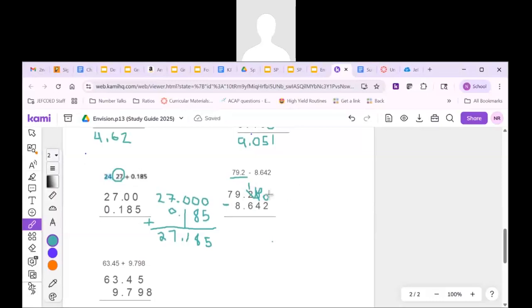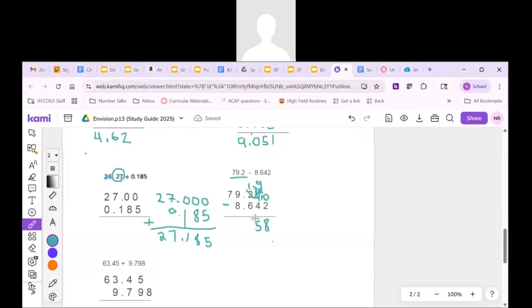But look, I still can't subtract 0 minus 2. So that means I'm going to need to regroup over here. So go to that place, take 1. So that means go down by 1, which will leave me 9. But that 1 you took becomes a 10, correct? Okay. So now I have 10 minus 2. I can do that, and the answer is 8. 9 minus 4, the answer is 5.